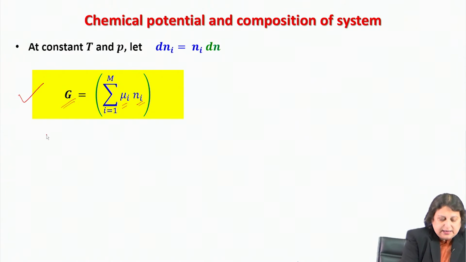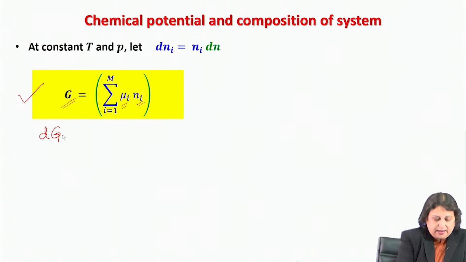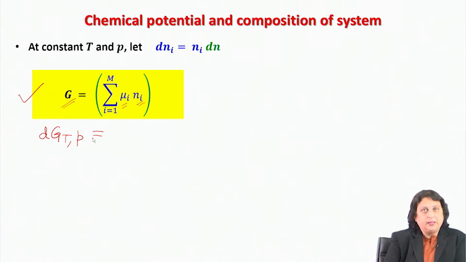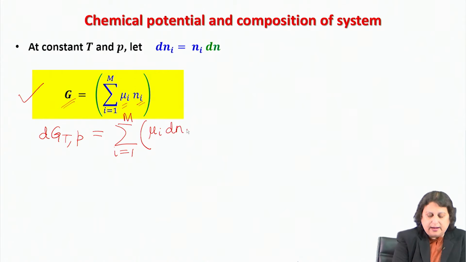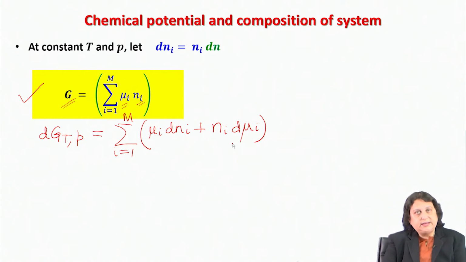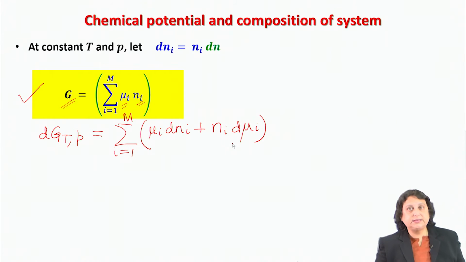Now, let me take a differential of this equation under the condition of given temperature and pressure. Now, this I can write as summation over i going from 1 to m, mu i dni plus ni d mu i. That is correct. But what is it that I already know about this system?